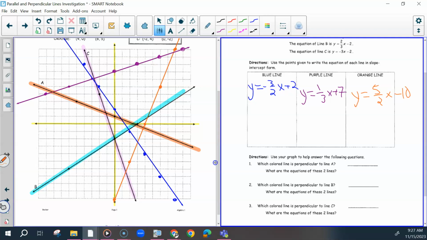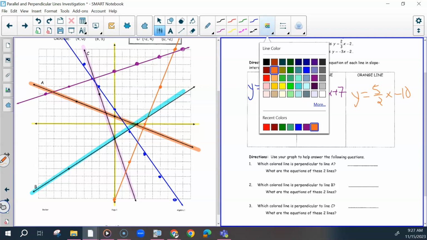So we talked about parallel: they're next to each other, they have the same slope, different y-intercept. Does anyone know what the word perpendicular means? Okay, so they look like that. They cross like that. So if I were to ask which line is perpendicular to line A, which line goes like that? Orange. So I could make that and the orange would do that.